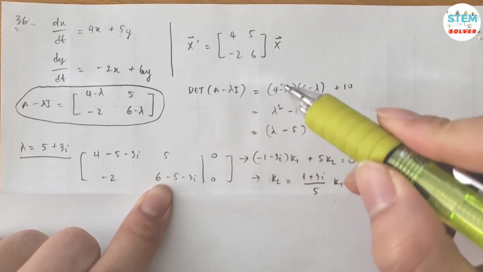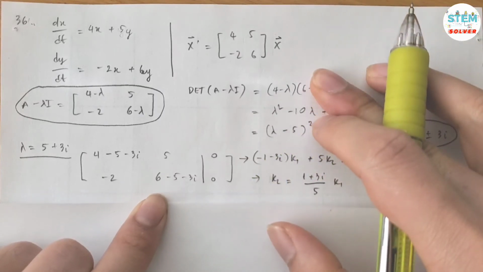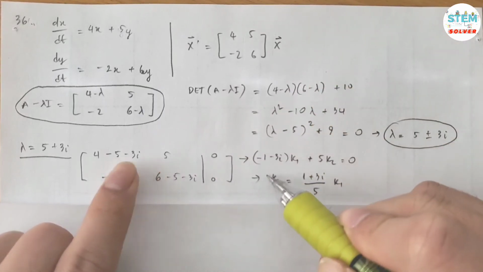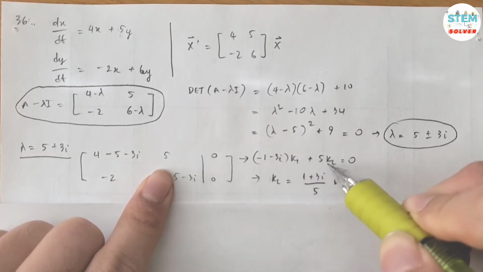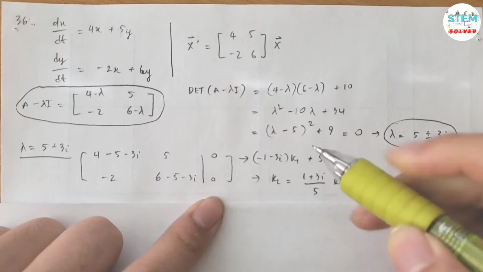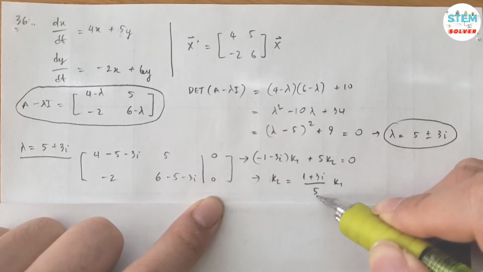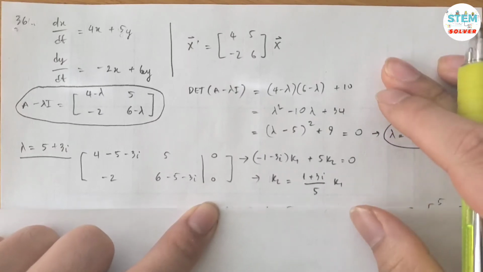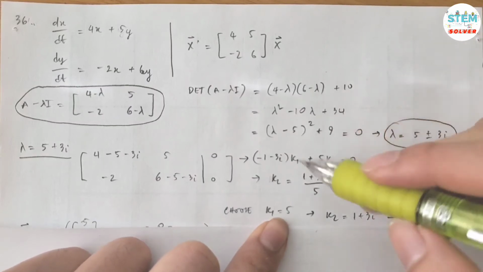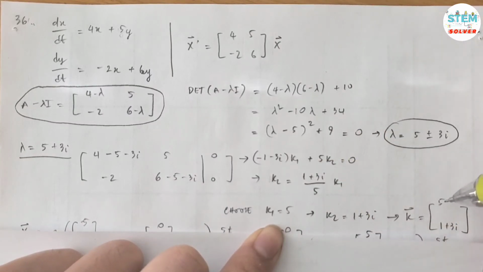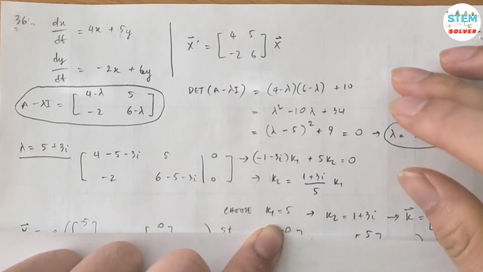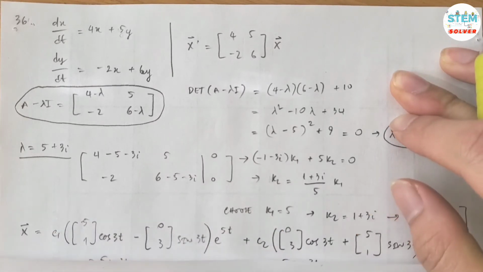So let's use the first equation. So I have (4 minus 5) negative 1 minus 3i k1 plus 5 k2 equals 0. Solve for k2, I got (1 plus 3i) divided by 5 times k1. If I choose k1 equals 5, then k2 is 1 plus 3i. Then vector k is (5, 1 plus 3i). Alright, okay, let's write our final answer.